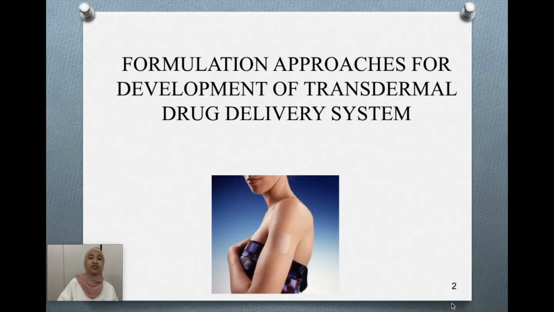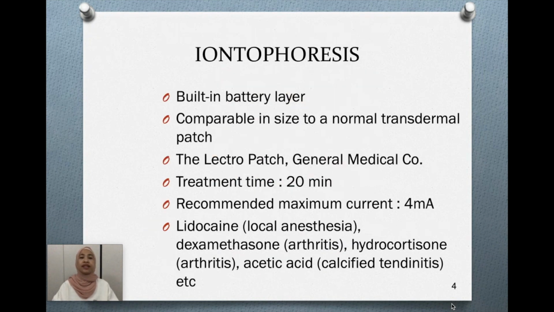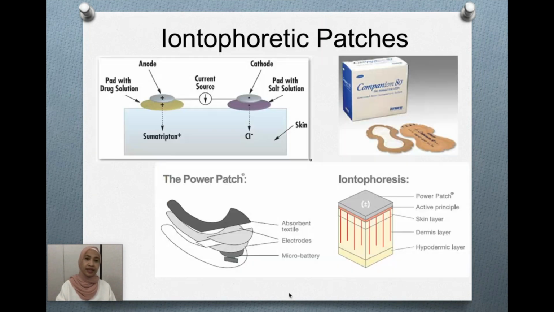We're going to discuss the alternative approaches for TDDS. The first one is iontophoresis. It's actually iontophoretic patches that use a tiny electric current to promote drug flow into the skin. It consists of a built-in battery layer. Treatment time is 20 minutes. Recommended maximum current is 4 milliamperes. Examples of drugs that have been used are lidocaine, dexamethasone, hydrocortisone, and acetic acid.